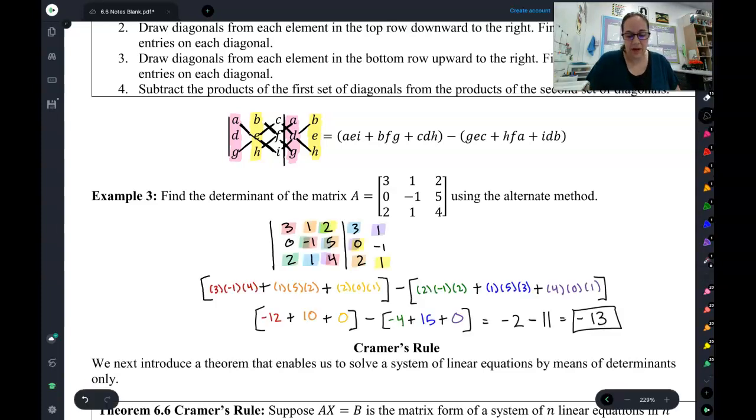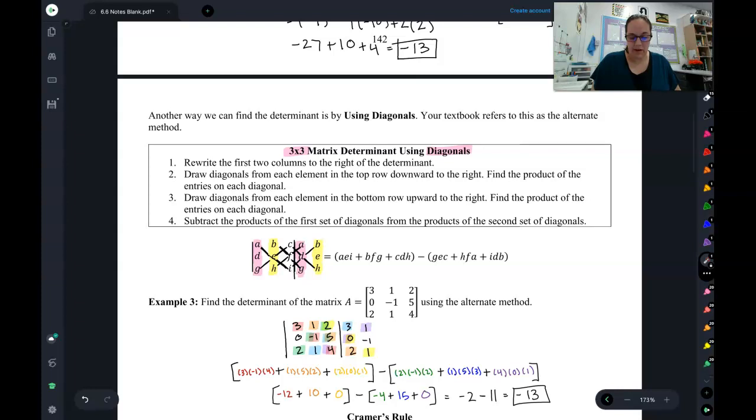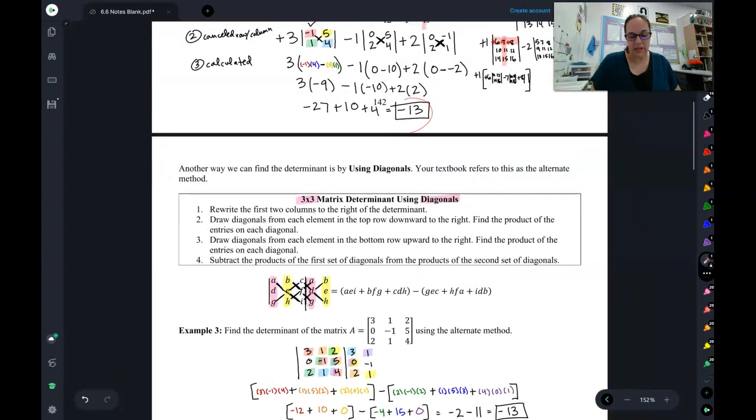Let's see how you did. I tried to color code some of this so that hopefully you can follow my work a little bit better. But I got the diagonals each here with their color. I added the diagonals that go down, and then I subtracted the diagonals that go up. That's how the formula works. And then I just simplified from there, and I did get the same answer as up above, negative 13.